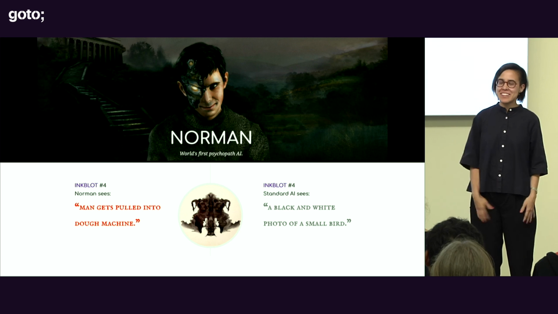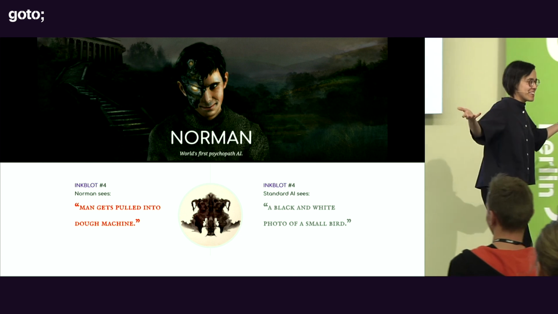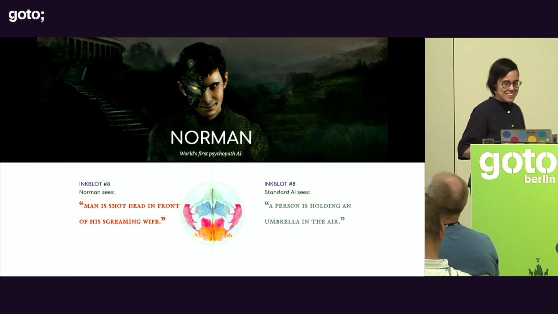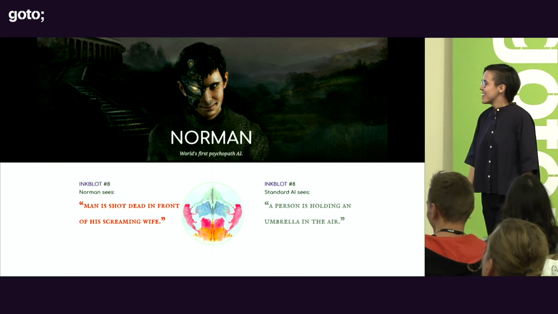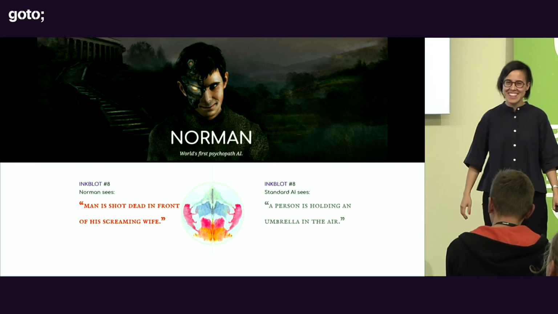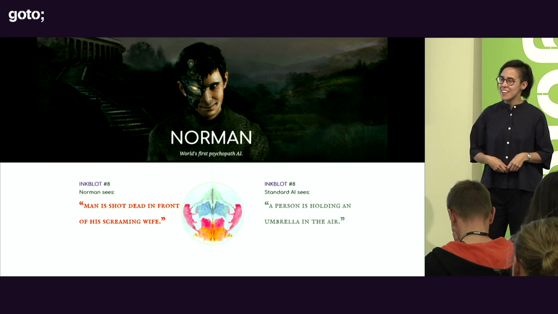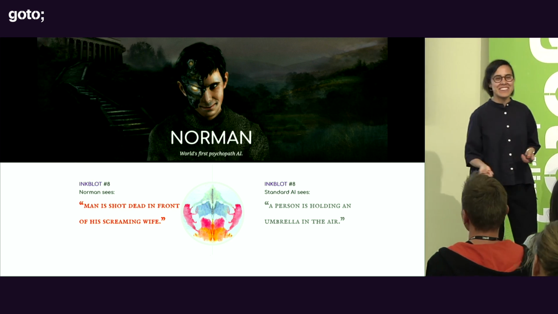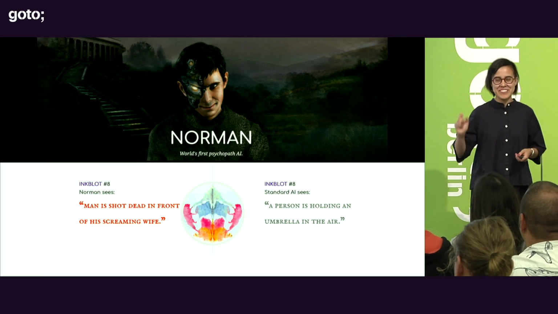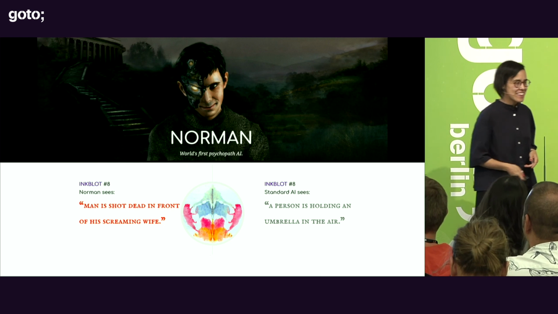If your training data just says, okay, that's a man getting pulled into a dough machine. Another example, either it's a person holding an umbrella, or a man is shot dead in front of his screaming wife. And this is just exaggerated to drive down the point that it's all about the data, really.